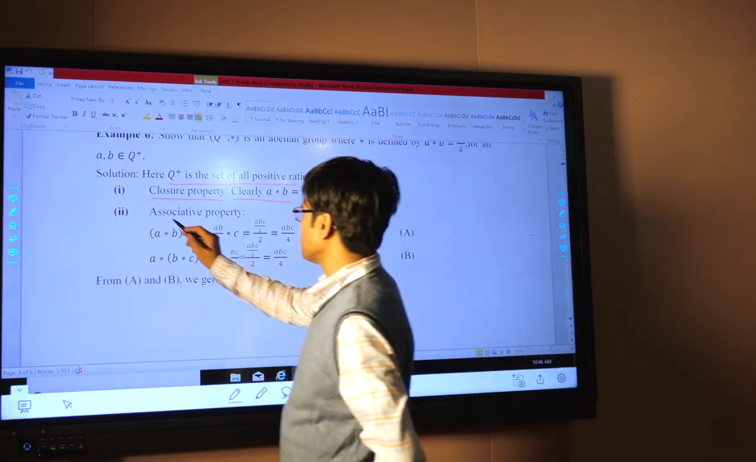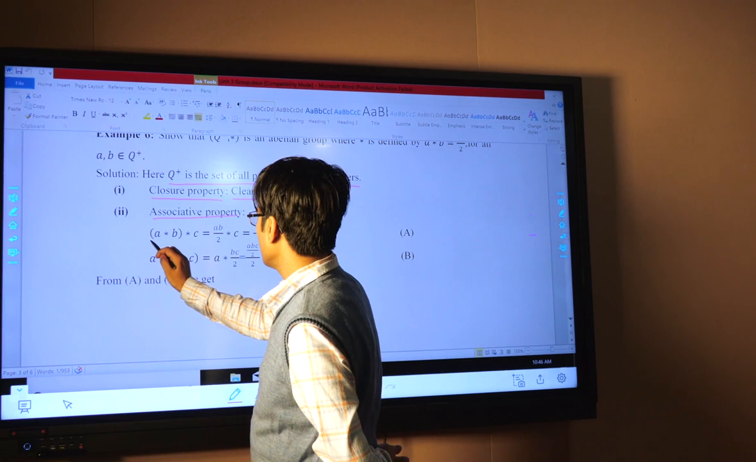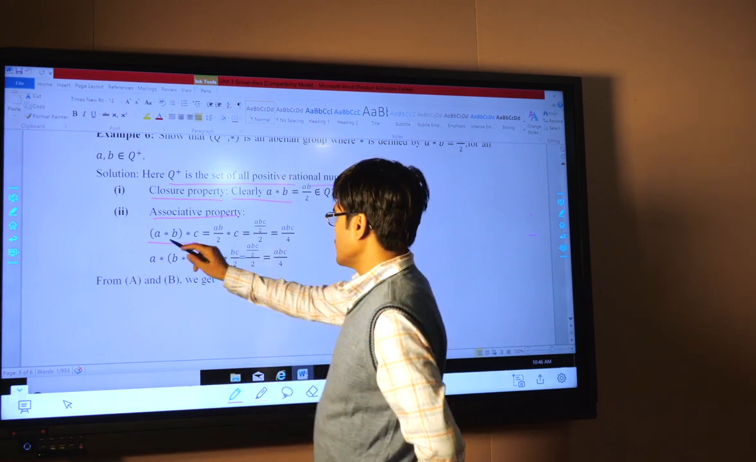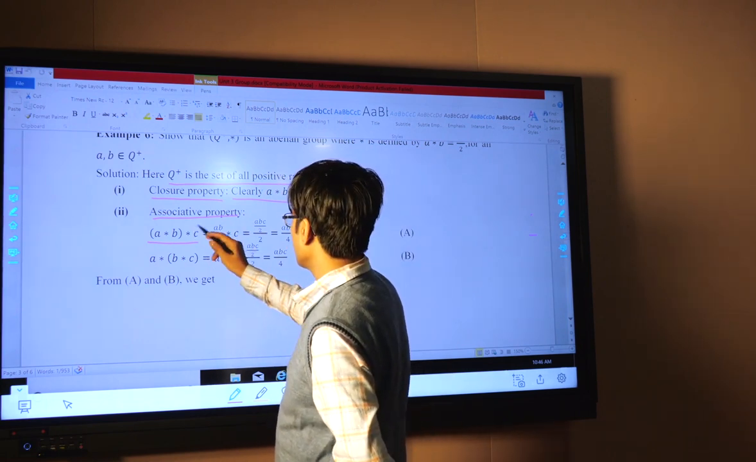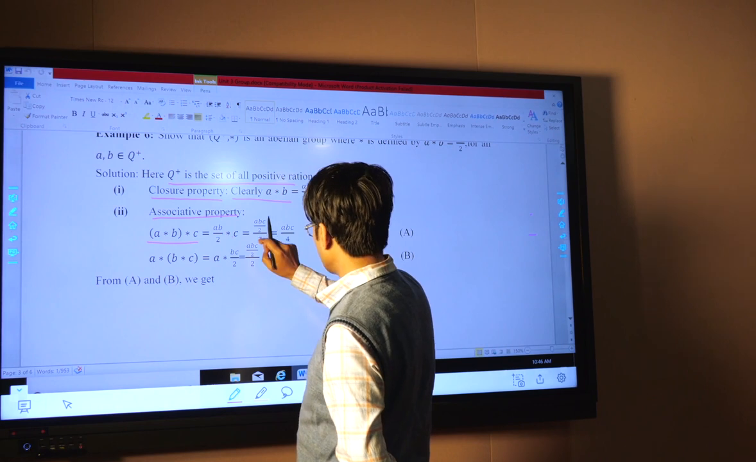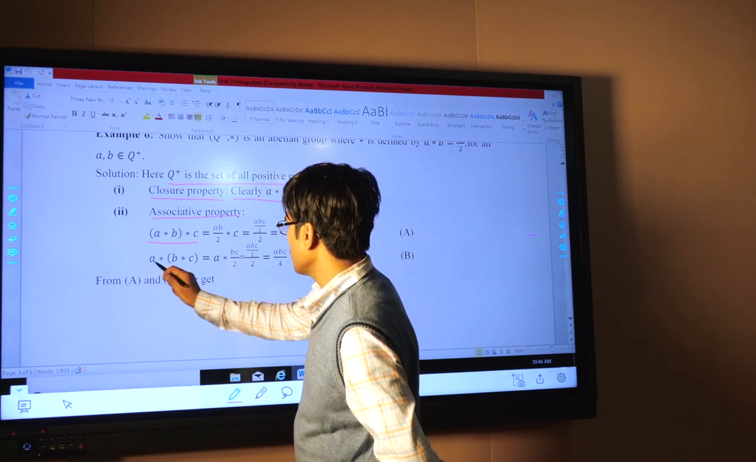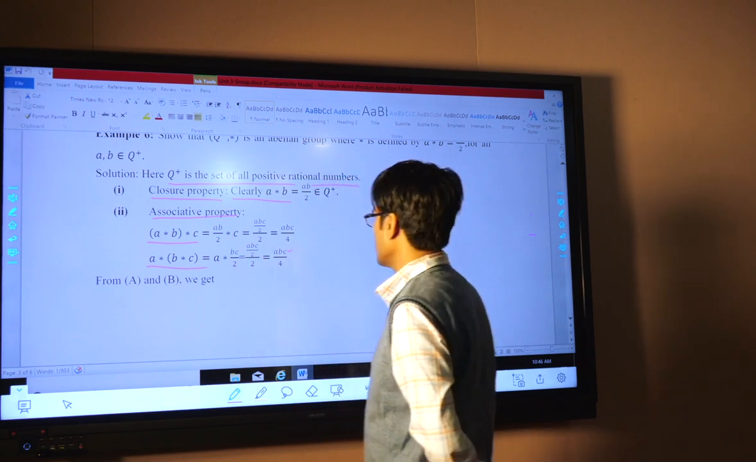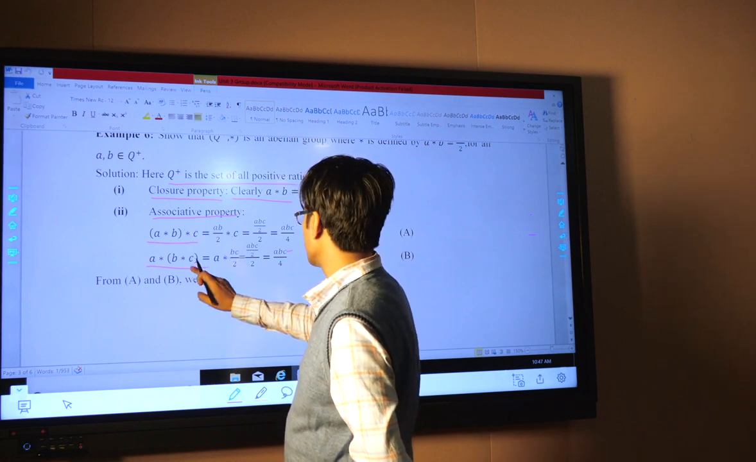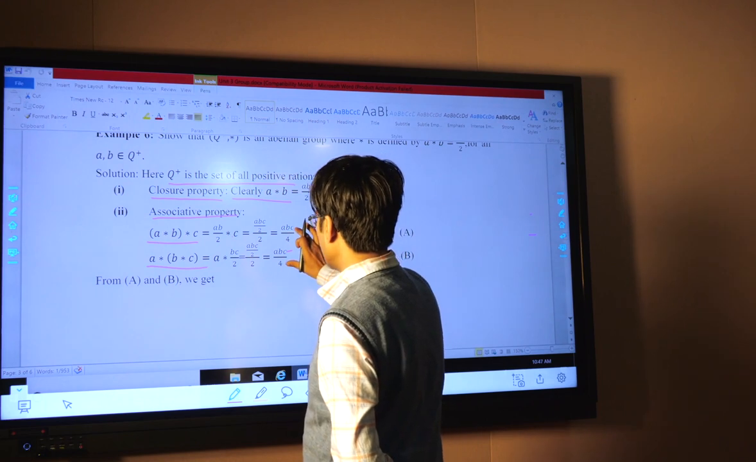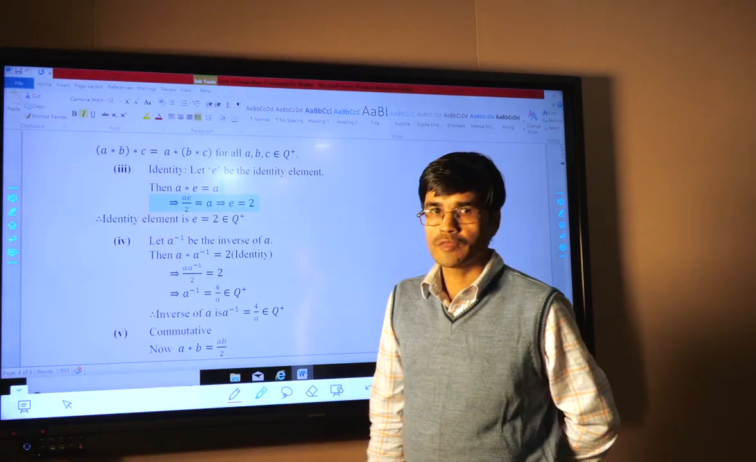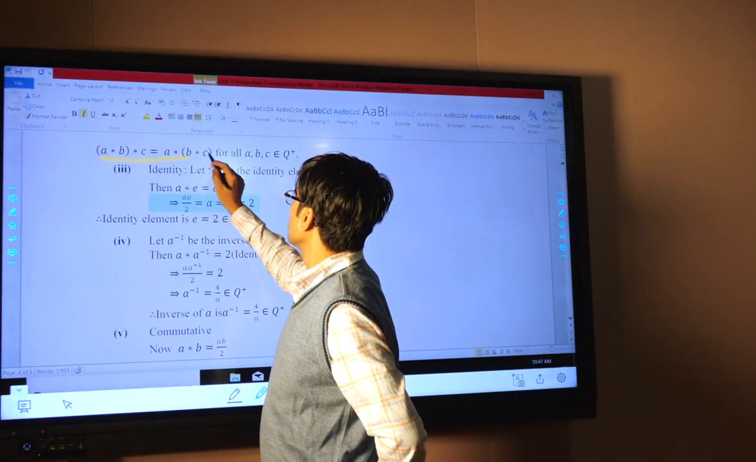Next, the associative property. First we find the bracket (a star b) star c. So a star b is ab by 2, star c. Then, applying the operation defined by this relation again, we get abc by 2 divided by 2, which is equal to abc by 4. Similarly we find the other side, and here also we get abc by 4. So from these two relations, we see that this is equal to this. The right hand sides are the same, so the associative property is satisfied.